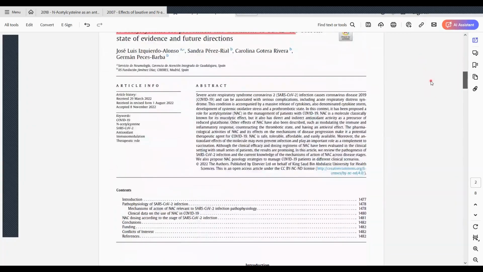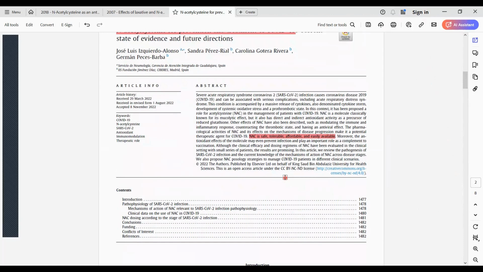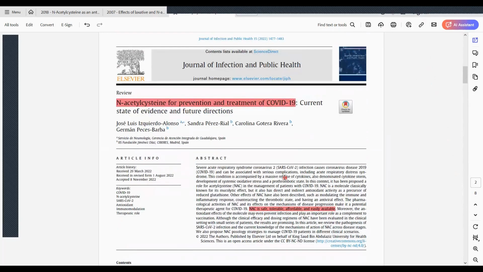And one other thing I'll highlight for you that they say right in the abstract: NAC is safe, tolerable, affordable, and easily available. So again, these are things everyone was looking for: natural, safe, easy to get. It's right there. So NAC is something you should have in your functional medicine first aid kit. If you don't have it, it doesn't necessarily have to be an everyday thing, but when you want it, it's easier to reach for it in your cupboard when it's already there than have to run out to the store and find some.